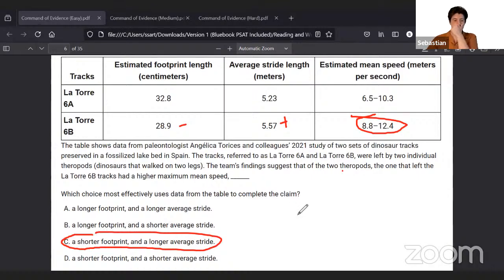But again, with these, you want to break down the answer choices bit by bit. So the options are longer footprint versus shorter footprint. So you determine between those two. And then you determine the other two parts, right? Longer average stride versus shorter average stride. And it's nice and conveniently broken up like that in the chart.